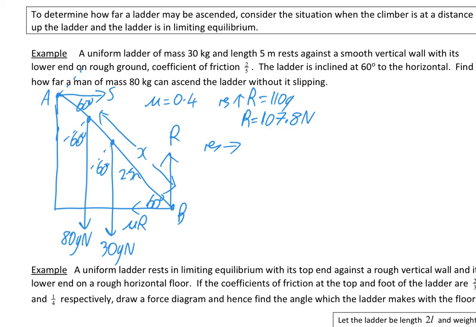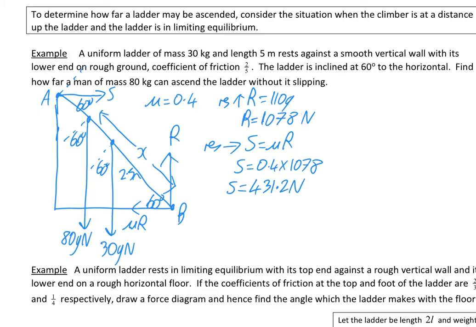Okay, your S then is equal to the mu R. So S, we can get S straight away. S is going to be equal to 0.4 times the 107.8. Apologies, that wasn't 107.8, it was 107.8, just it was 107.8. So then my S is 431.2 newtons.